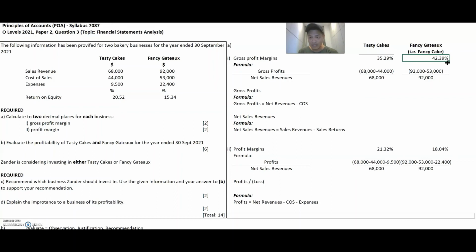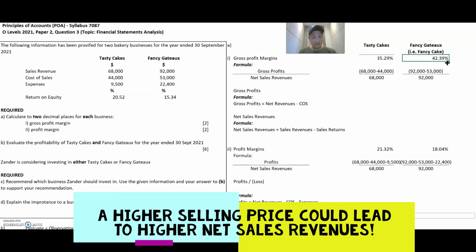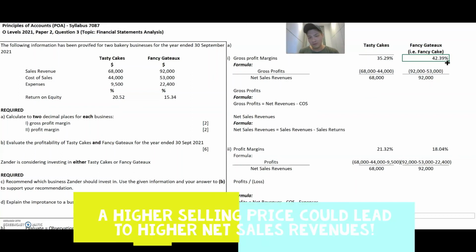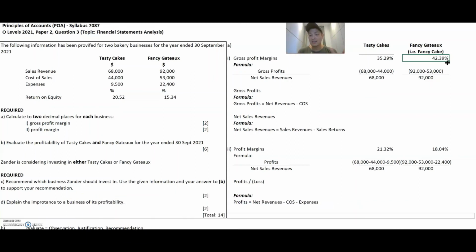And this may mean a few things: that Fancy Gâteau can command a higher selling price because it's got a better product and better branding than Tasty Cake, and therefore it can price a bit higher. For example, if something has a brand that is a bit more solid and robust, then normally they charge a bit higher and we would still pay for that. And Fancy Gâteau may be in that position.